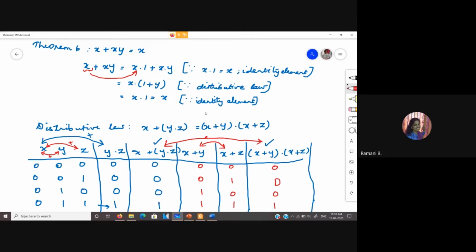Now I am using the distributive law over here, this is dot over plus. So x is common, so x dot 1 plus y. Now this 1 plus y is nothing but the identity element result, where you have x plus 1 is equal to 1, or you can also say this corresponds to the theorem. So with respect to that, we have the result x plus xy is equal to x. This is how we do the calculations with this.